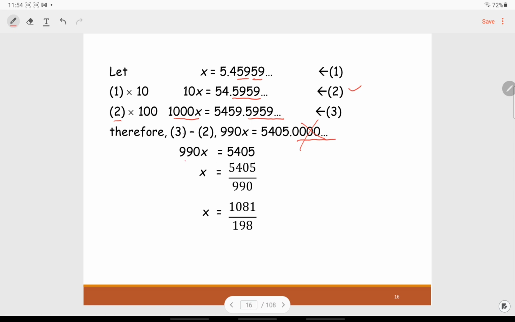So that means we have an integer value here, so we can take this value, the 990, to the other side. So I have this fraction. Don't forget to simplify this fraction to give the final answer.